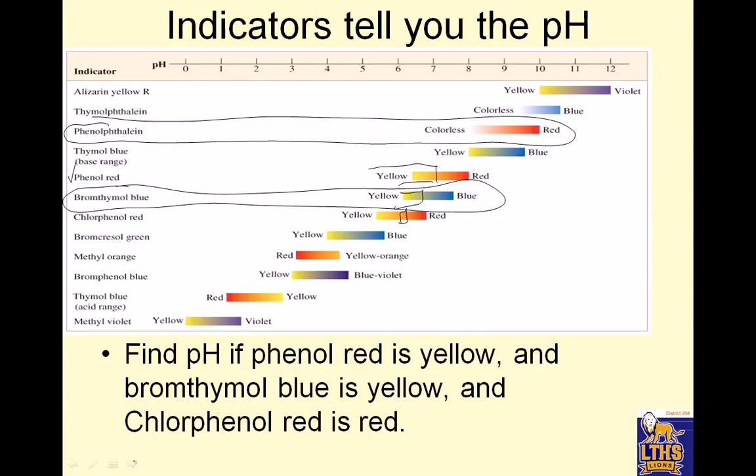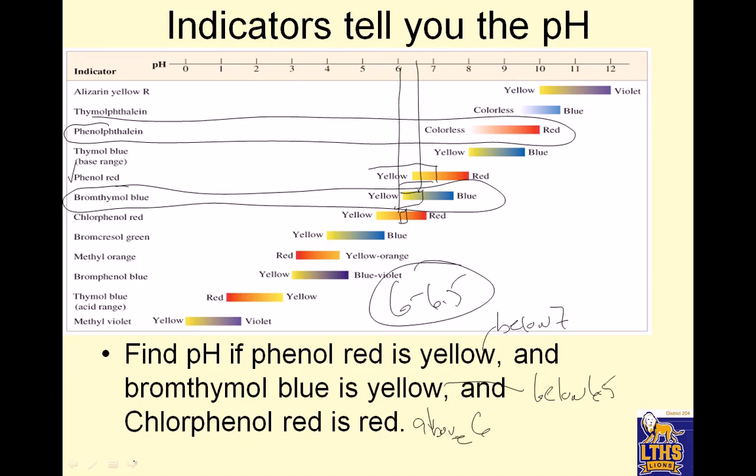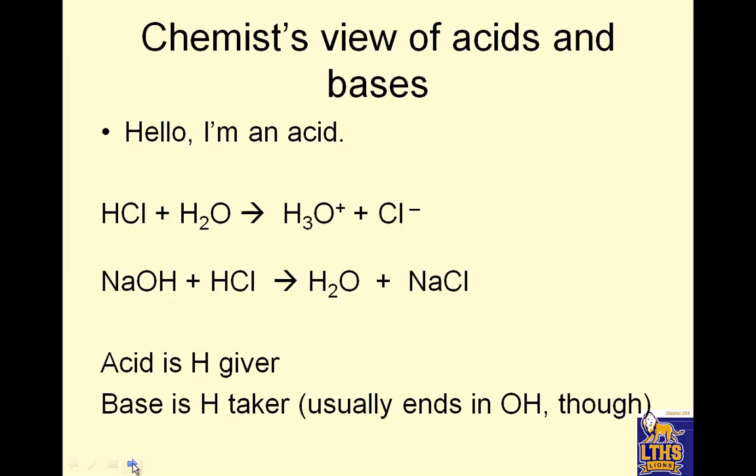So phenol red says its pH is below 7. Bromothymol blue says its pH is below 6.5. And chlorophenol red says its pH is above 6. So its pH is between 6 and 6.5. And that's how you can tell what these different things are. Nifty, nifty.